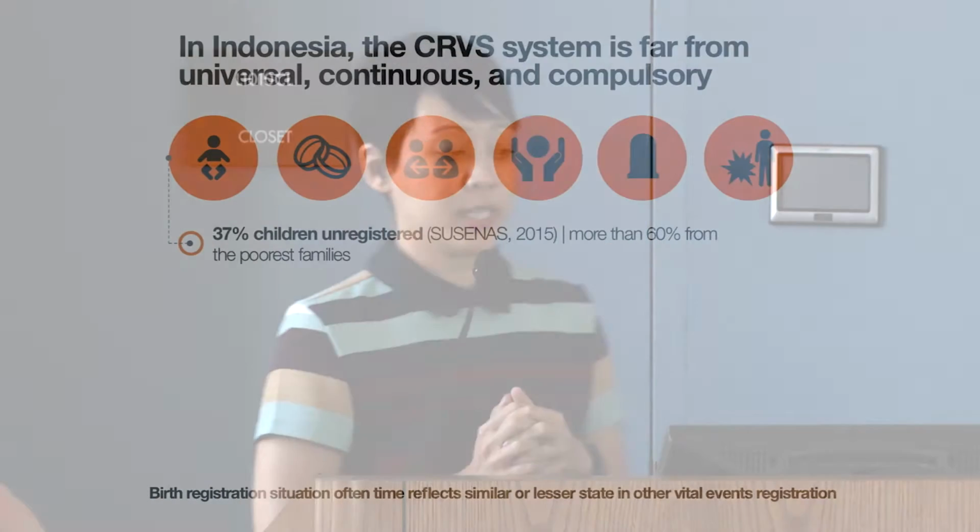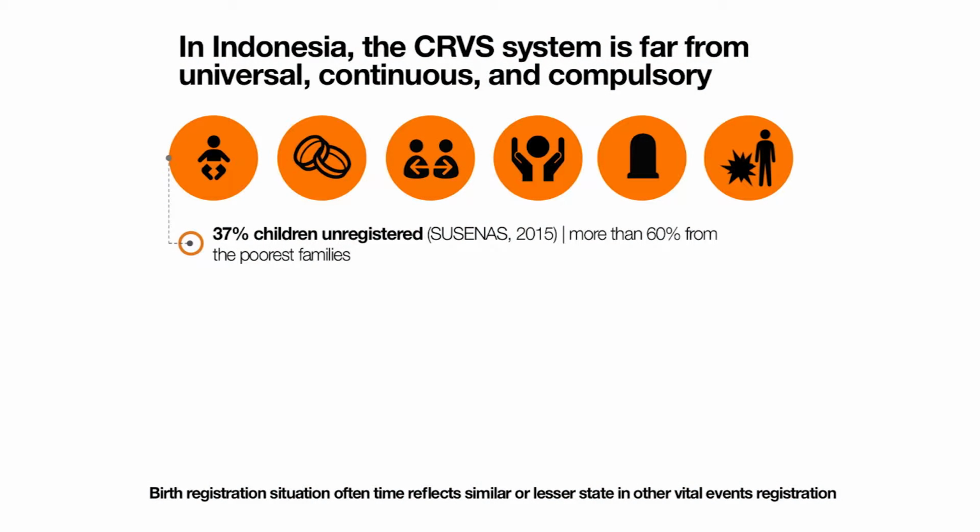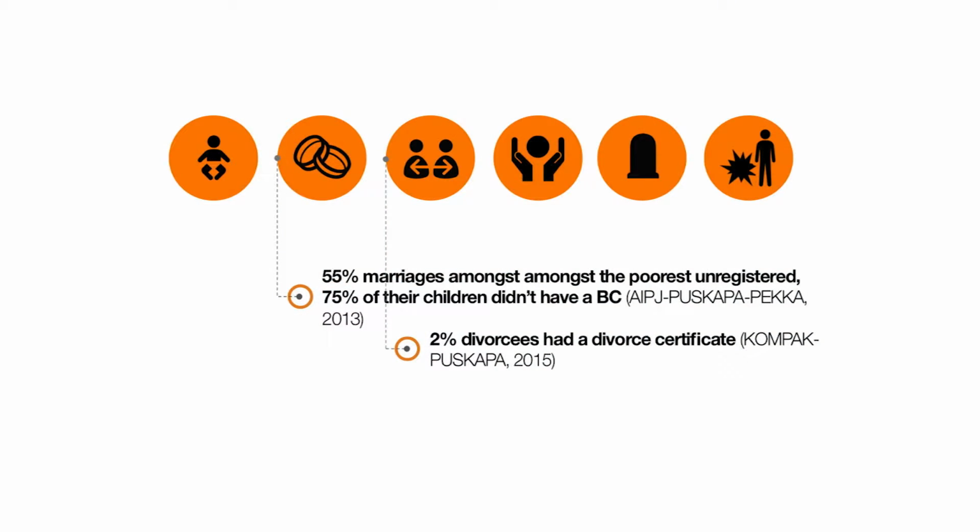The main findings are that in my country, the CRVS system is far from universal because we still have about 37% of children unregistered. This is according to the socioeconomic survey, the national data that we analyzed. More than 60% of them come from the poorest families. We do not have a national data set on marriage registration coverage, but through a number of household surveys, we found that more than half of marriages, especially amongst the poor, were unregistered, and 75% of their children didn't have a birth certificate. Only 2% of people who claim that they have divorced have a divorce certificate.